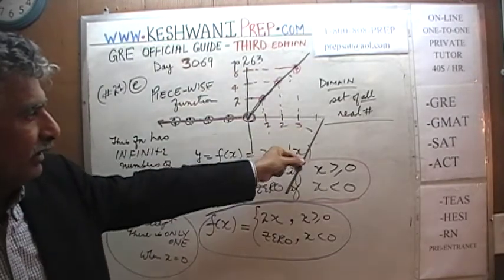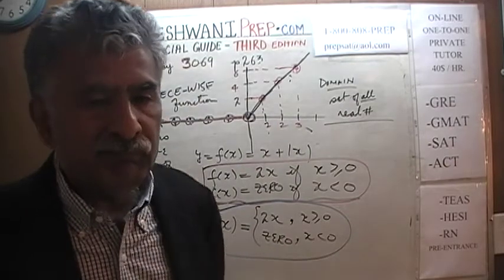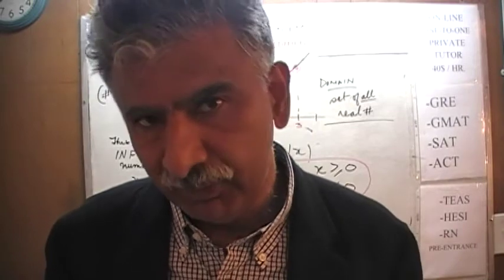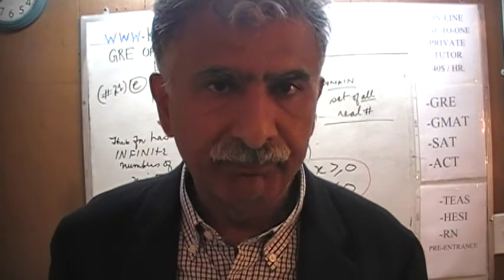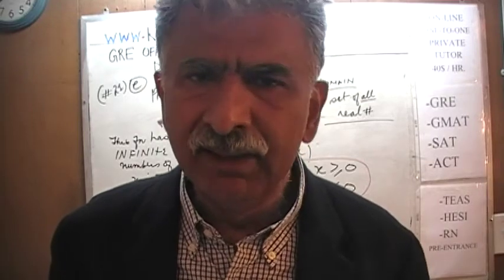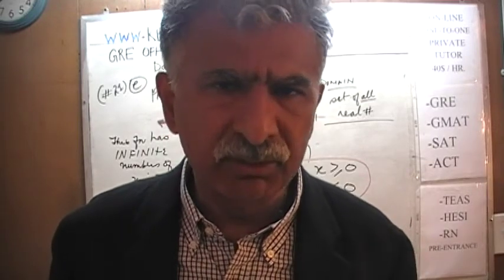That's what we mean by domain and range. Domain means what values x is allowed to take. The answer here is x can be whatever it wants to be as long as it's a real number. I'm going to stop saying as long as it's a real number. We're going to assume that we're talking about real numbers. As I said, real numbers are the only thing that you have to worry about in the GRE.